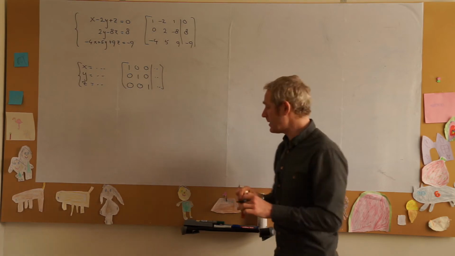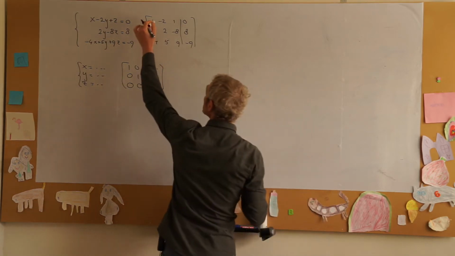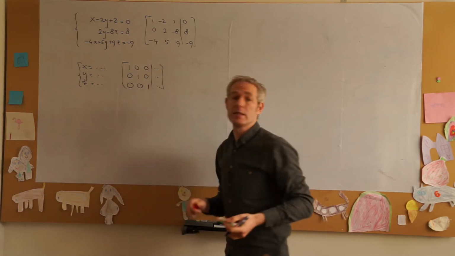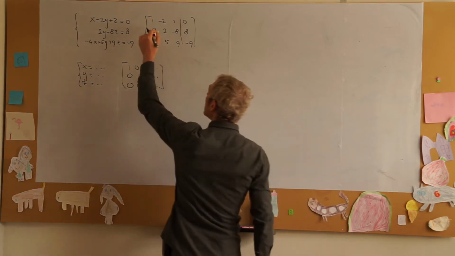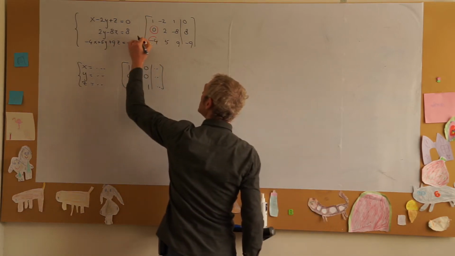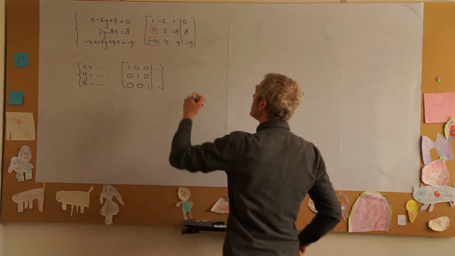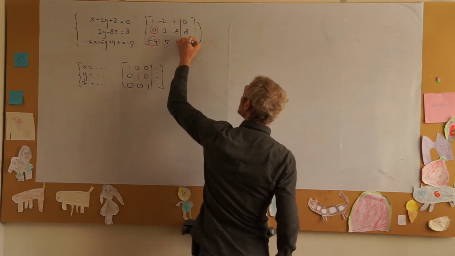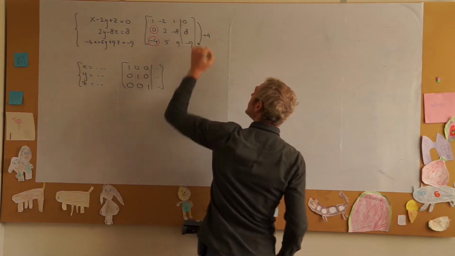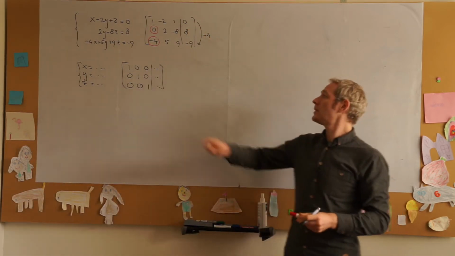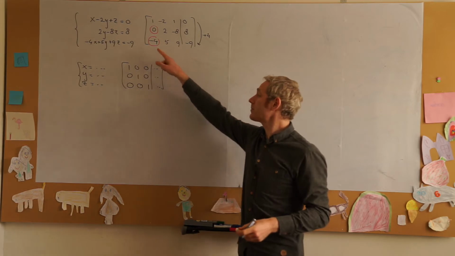And the idea is that the first step is to get a 1 in the top left position. There's already a 1 there, and we see that we already have the first 0. What I'm going to do for the next step is add the first row 4 times to the third row, which gives me a 0 here.